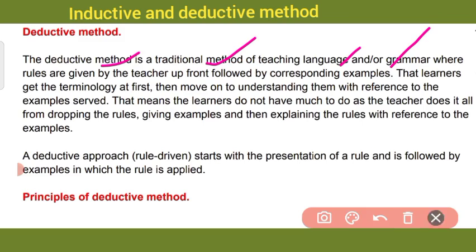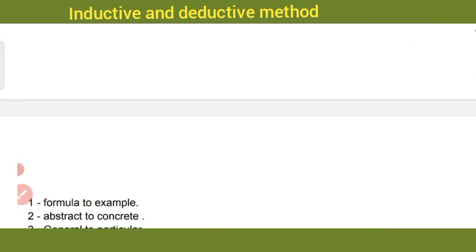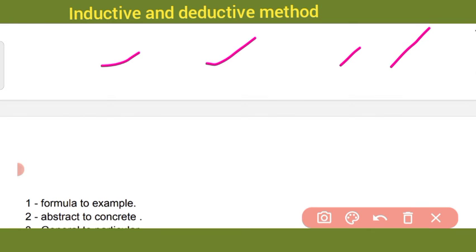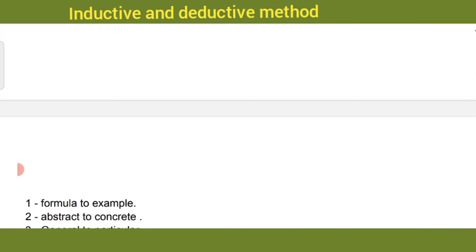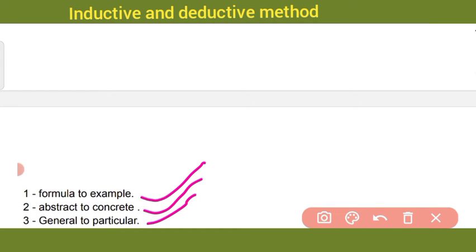Now let's see some principles of it. You will understand better then. It basically means formula to example. First the teacher will give the formula and then students will make their own sentences. Suppose the teacher is trying to teach English grammar rules to students. First the teacher will give the rule to students and after that students will try to make sentences on their own. Abstract to concrete, general to particular.